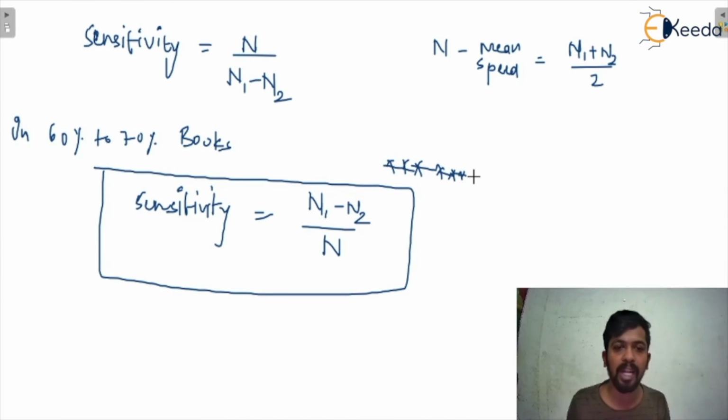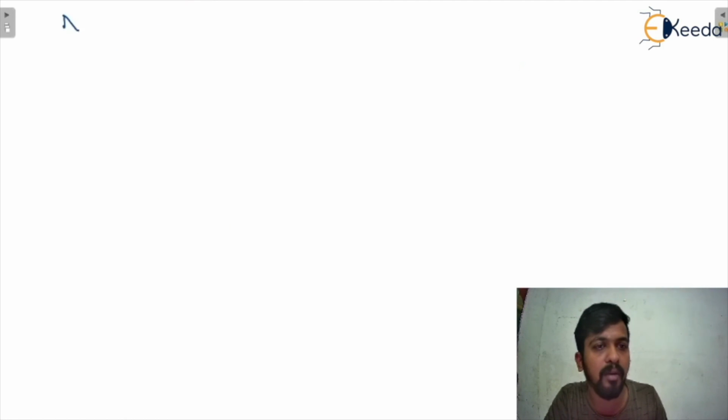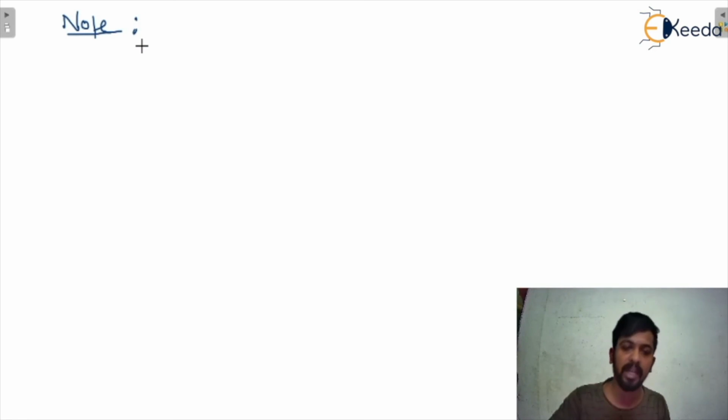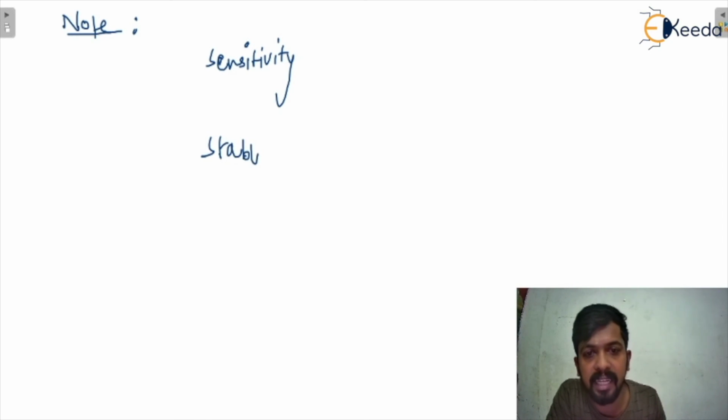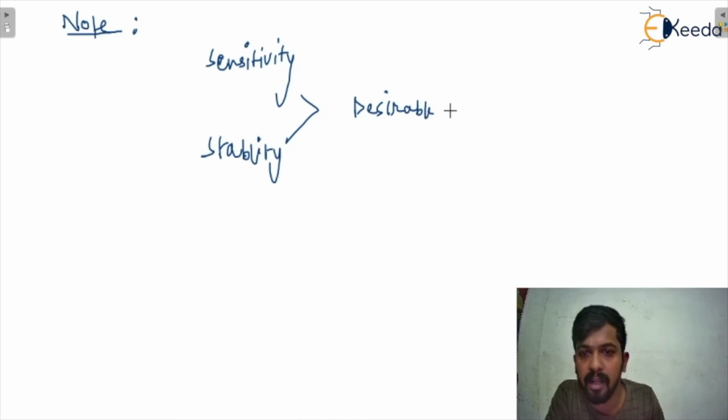This is basically the sensitivity determined by the performance of the engine. Okay, so I hope you understand what sensitivity is and what stability is. I already told you, so I'm just giving you a note here. You just have to note it down: we have studied the stability and the sensitivity of the governor. Sensitivity and stability both are desirable properties of the governor. Remember it.